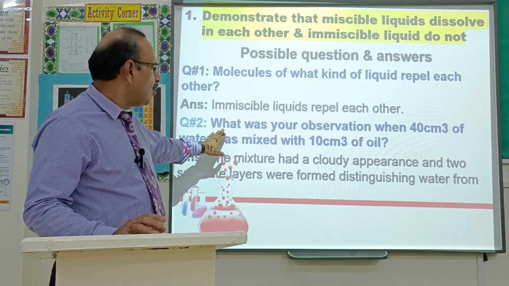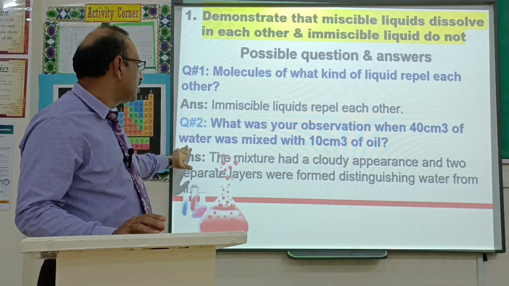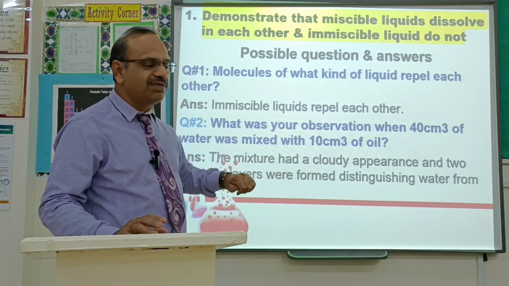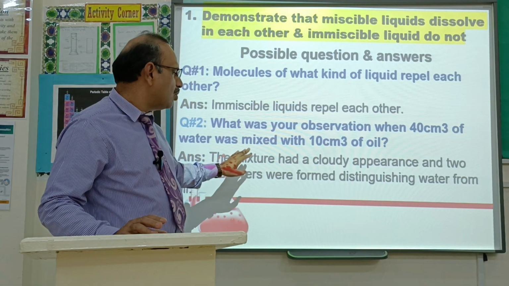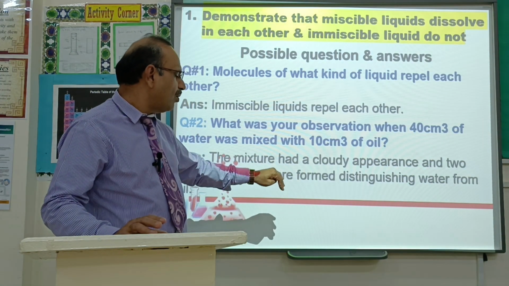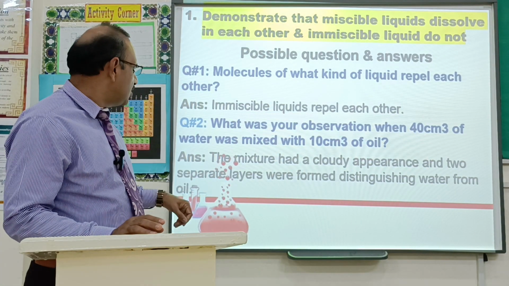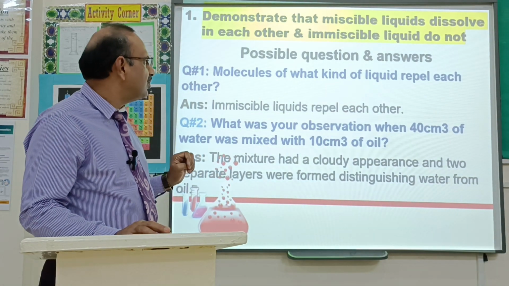Another question: what was your observation when 40 cm³ of water was mixed with 10 cm³ of oil? The mixture had a cloudy appearance and two separate layers were formed, distinguishing water from oil. So there can be 2 layers in this liquid.